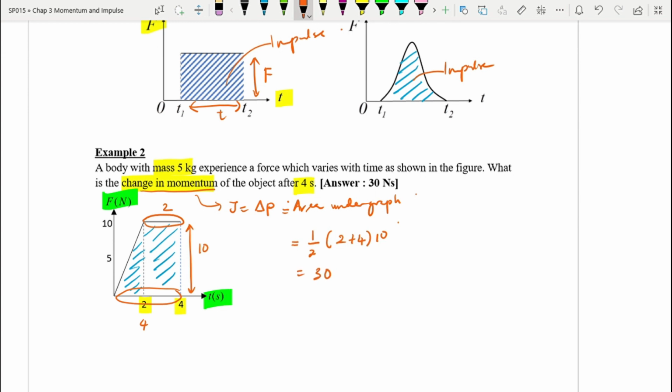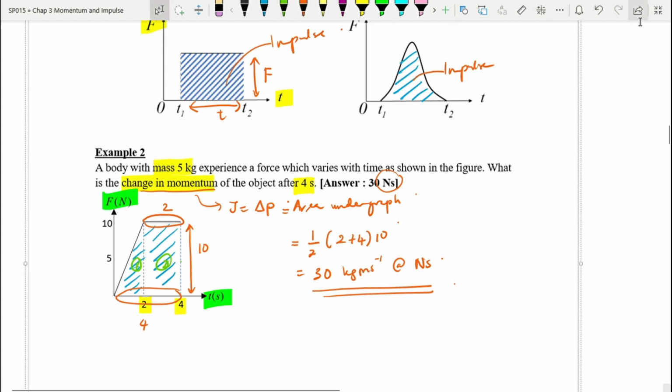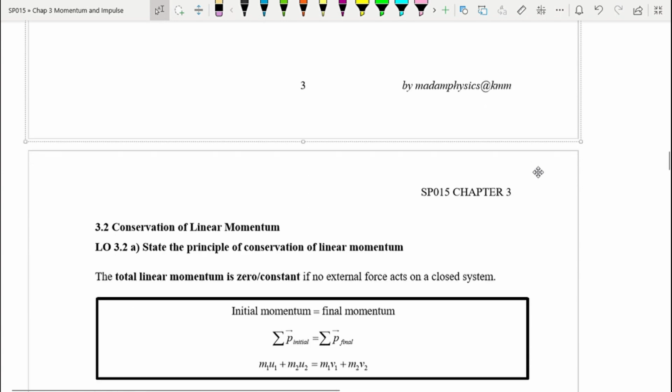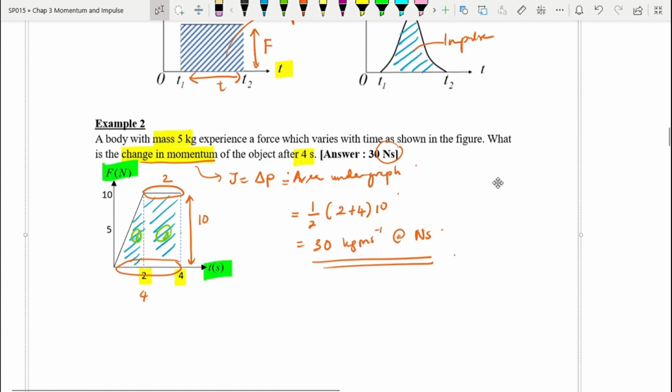Dan unit dia, okay, Newton second sebab formula dia FT. Ataupun nak guna kgms negative 1 pun tak ada masalah. Dua-dua pun okay. Okay. So kalau nak guna satu-satu tak ada masalah juga. Cari triangle dulu, kemudian cari rectangle punya equation. So still akan dapat yang sama, just tambahkan sahaja. Right, so that's all untuk example 2. Saya rasa kita dah, okay, subtopik kedua. So stop sampai situ. Thank you.